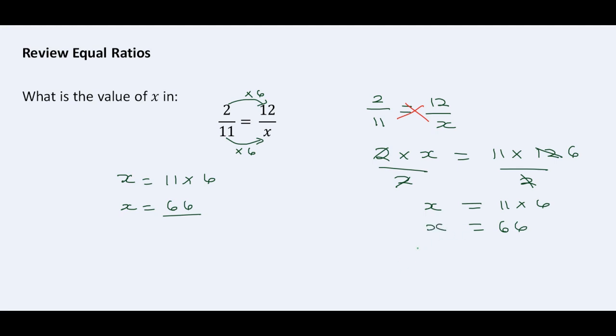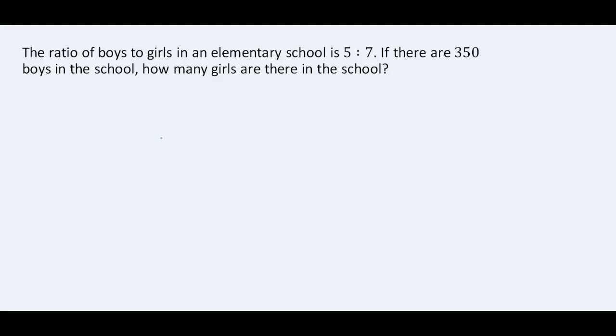So in these examples we're going to walk through, I'll use one of the methods. So let's look at some examples. The ratio of boys to girls in an elementary school is 5 to 7. So boys to girls is 5 to 7. If there are 350 boys in the school, how many girls are there in the school?